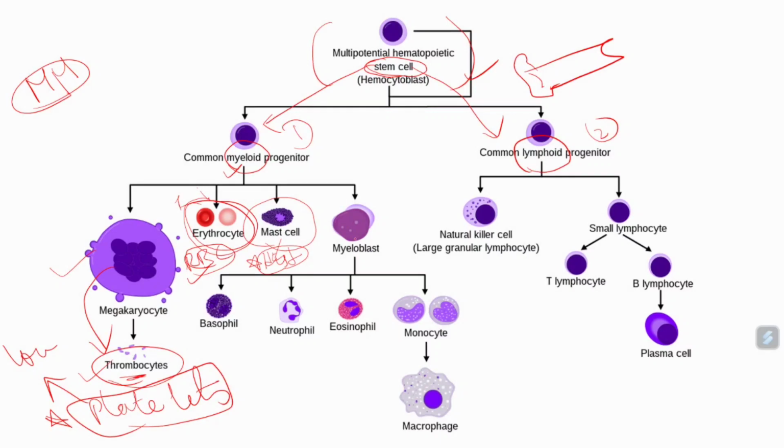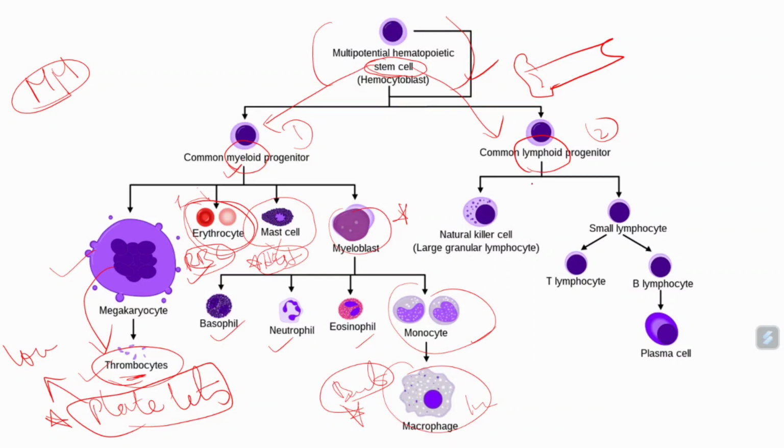And again, it will also differentiate into myeloblast. This is very important. Myeloblast again further divides into different types of white blood cells. In that we have basophils, neutrophils, eosinophils, monocytes, and these monocytes again differentiate into macrophages. These are important in the immune system. I mean, these macrophages are important in fighting bacteria. So these are different types of cells which are differentiated from the myeloid cell.